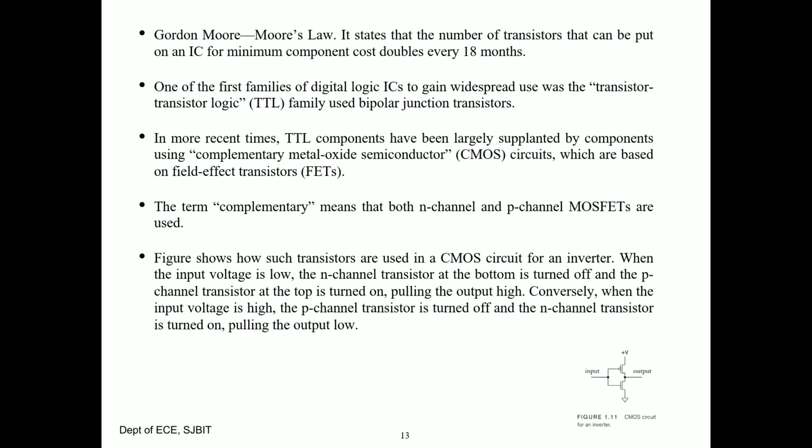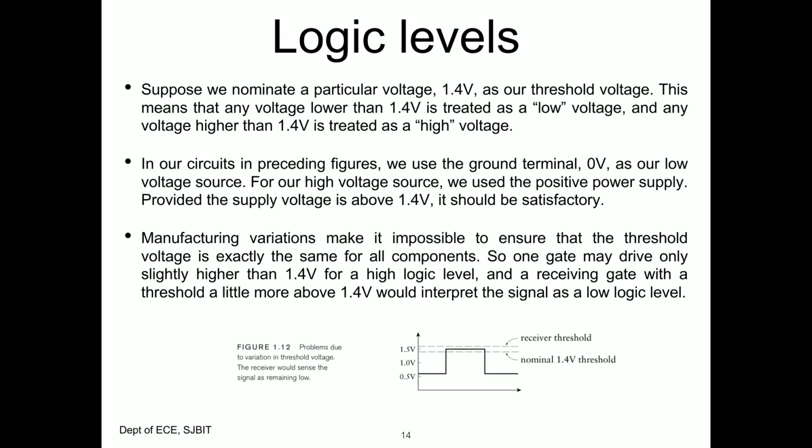Here, if your voltage at the input side is low, then the N transistor at the bottom is turned off, and the P MOSFET at the top is turned on. When the P MOSFET is turned on, the voltage is pulled to the output, that is, it is made high. Conversely, whenever you have a high input voltage, the P MOSFET will be off and the N MOSFET will be on. So, the output will be 0. This is how a transistor operates in an inverter circuit.